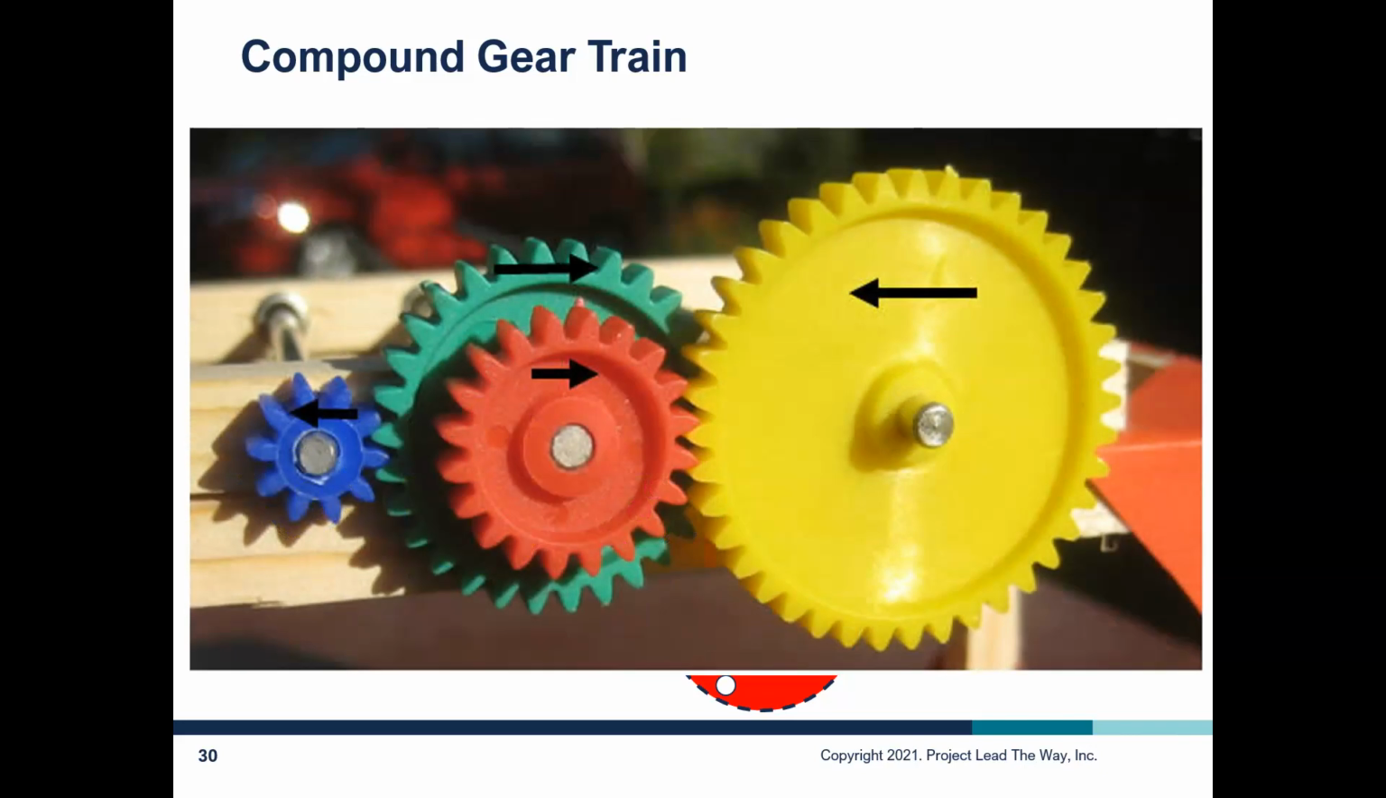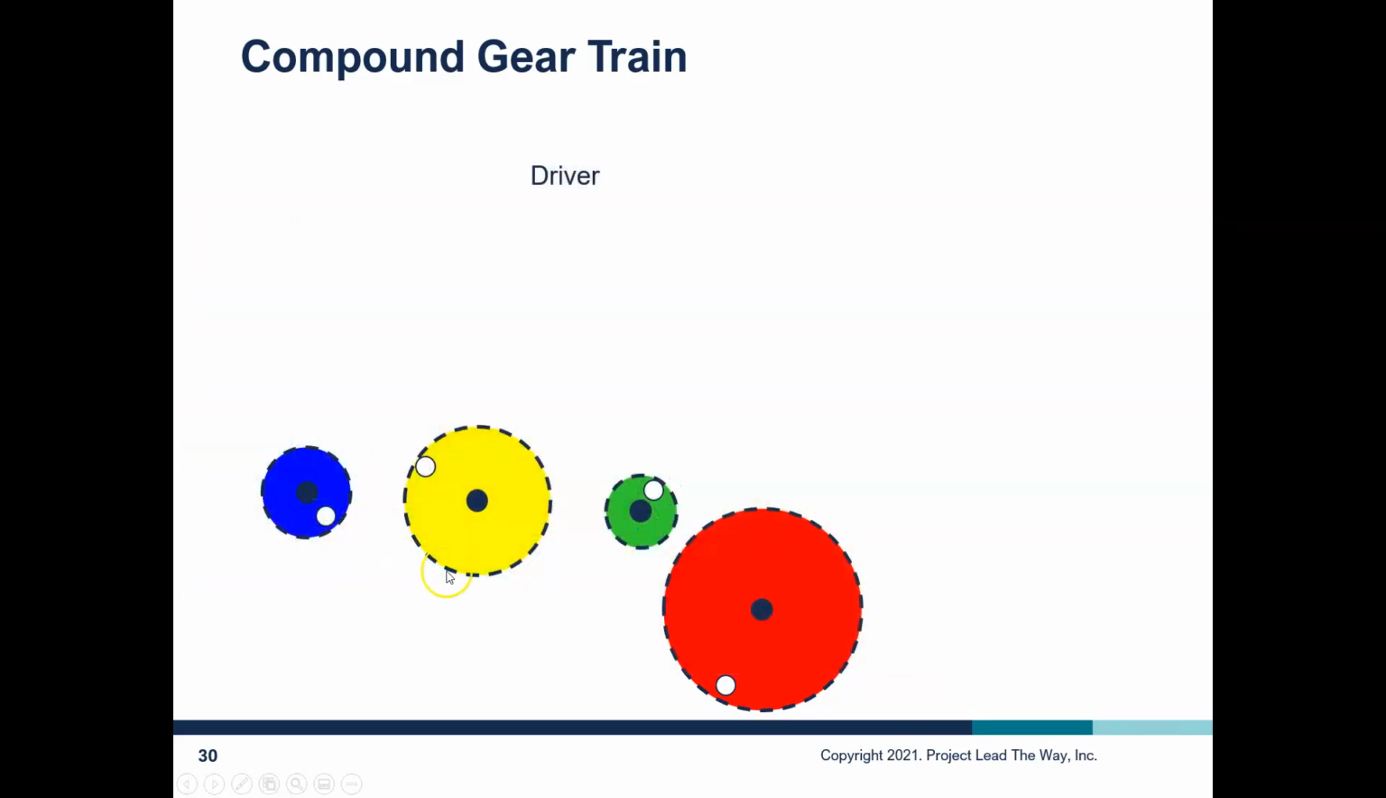Compound gear train. So this would be an example of a compound gear train. We have multiple gears that are part of this system, and you can see that we have some stacked on top of other gears. So we'll talk about why we want to do that here. So let's look at this example.